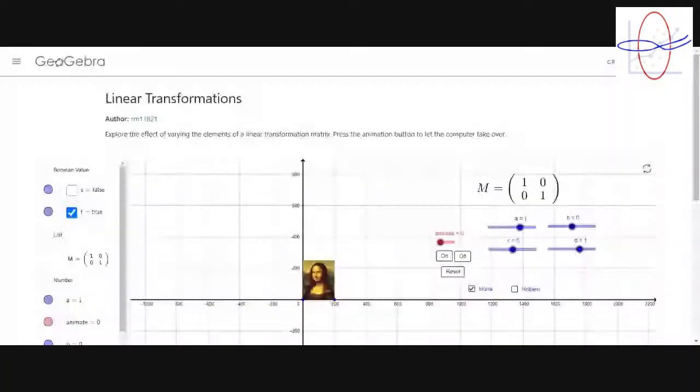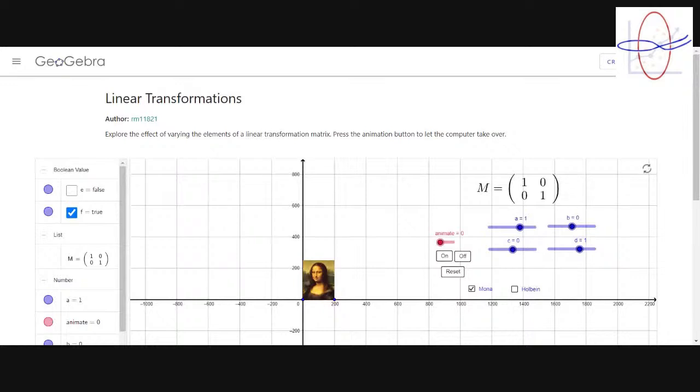Can you see the picture? You see a Mona Lisa over there? All of you? Hello? Yes. So I will just show you.